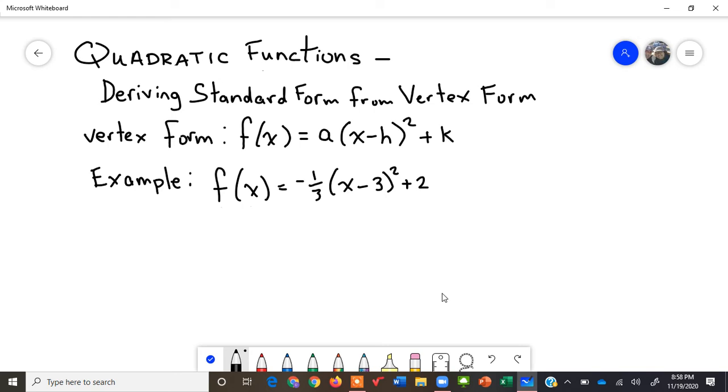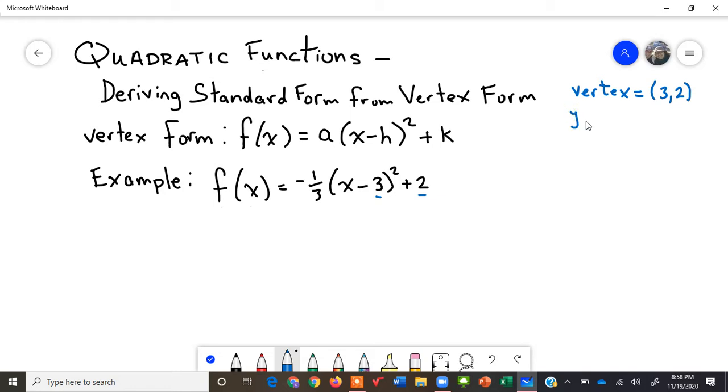In this video, I'm going to continue talking about quadratic functions, where I'm going to start with vertex form and then derive standard form. In my previous video, I discussed the example f of x equals negative 1/3 times the quantity x minus 3 squared plus 2. We saw that from this vertex form, we can easily see what the vertex is, hence its name. And so here the vertex is the point (3, 2). So when x is 3, y is 2.